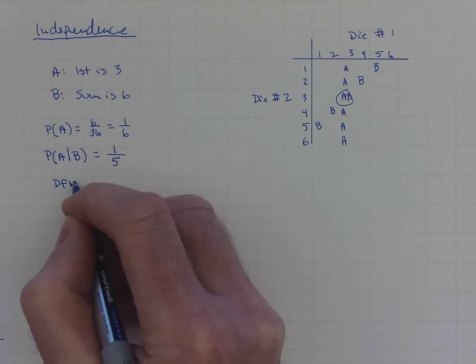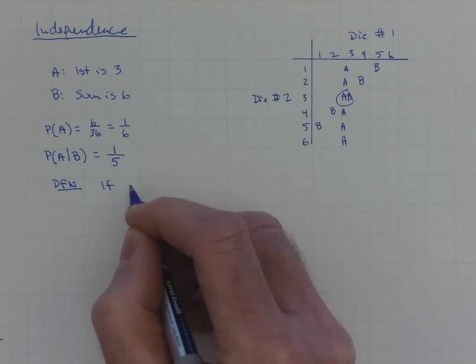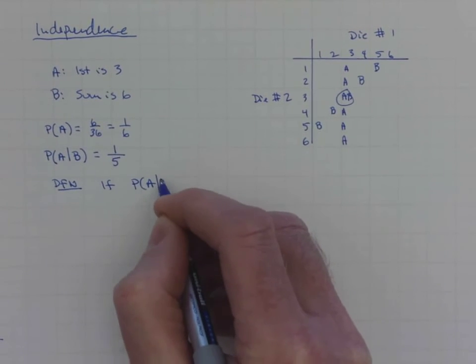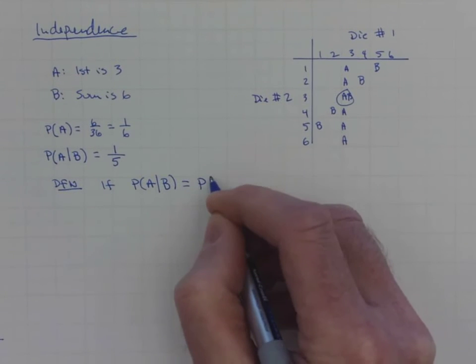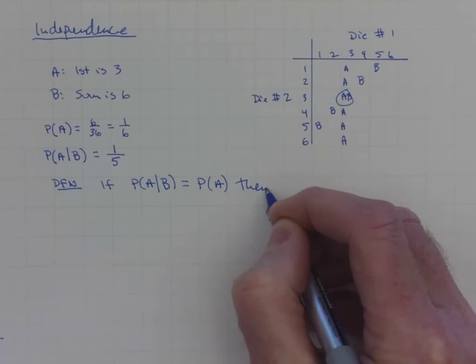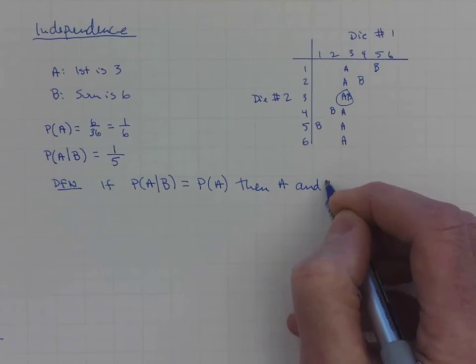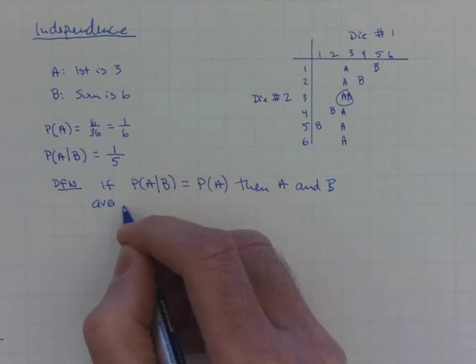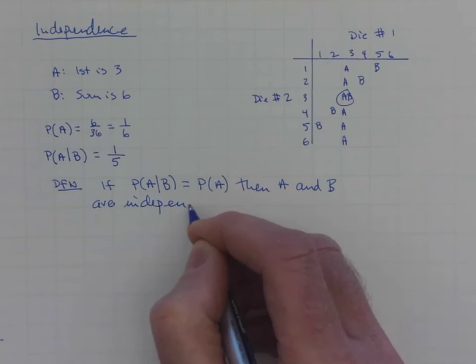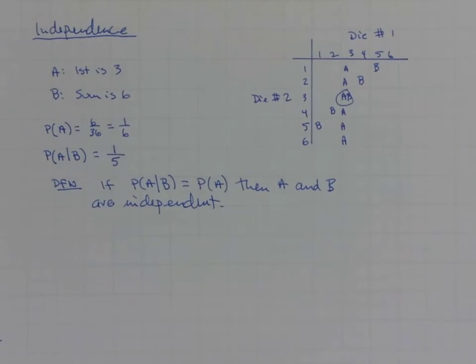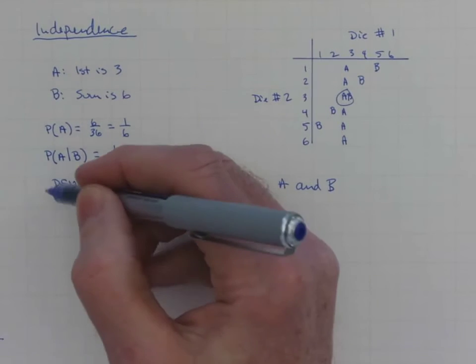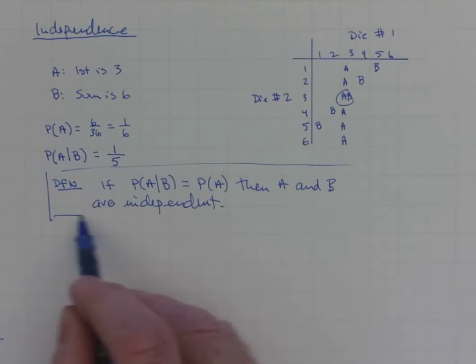So we'll make the definition: if the probability of A given B is equal to the unconditional probability of A, then we'll say events A and B are independent. If this condition is not met, then we'll say they're dependent. And so in the case of our example, the values are not equal, and so there's some sort of dependent relationship going on between A and B. I should box this up because this is a pretty important definition.